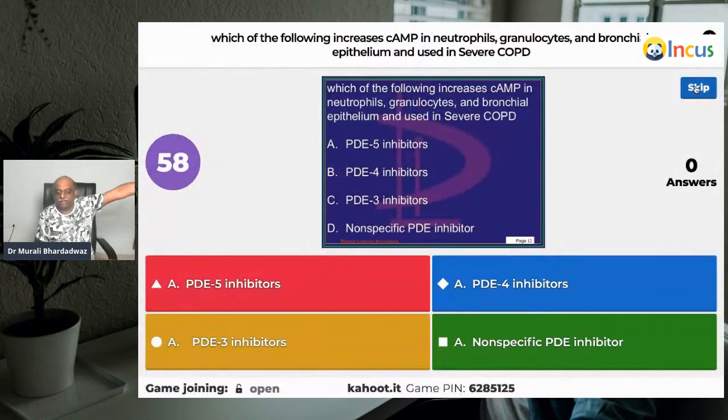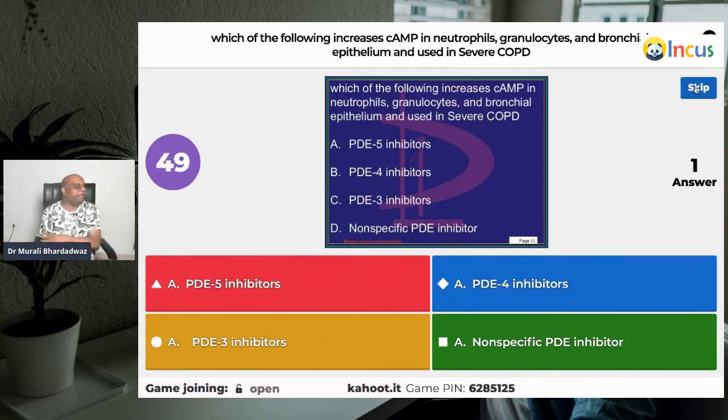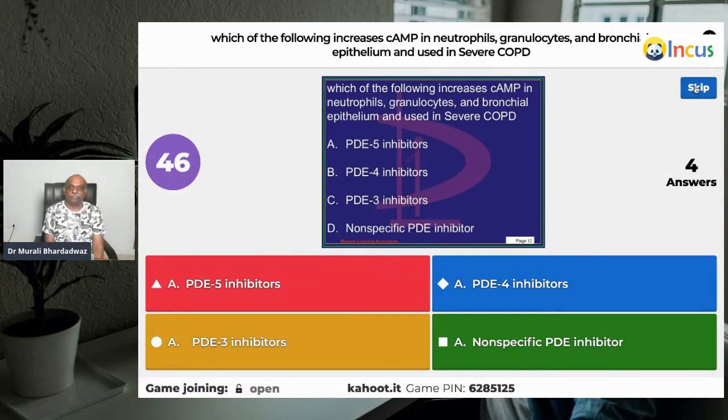Neutrophils, granulocytes, bronchial epithelium. That is the reason you use it in severe COPD. Which drug is it? Excellent. So, phosphodiesterase inhibitors have multiple roles depending upon which phosphodiesterase they inhibit. That is most important for you to recognize.